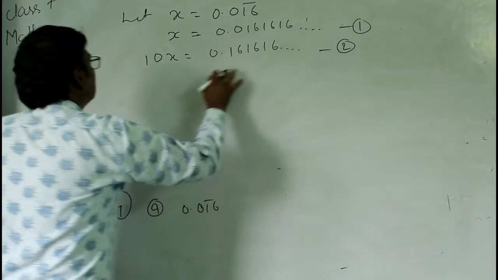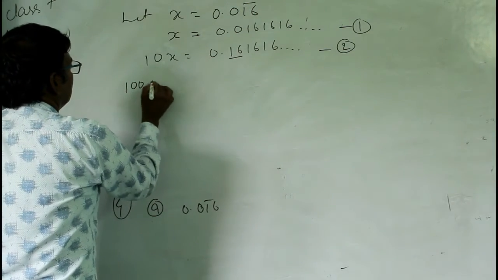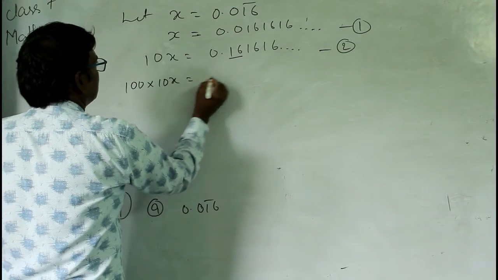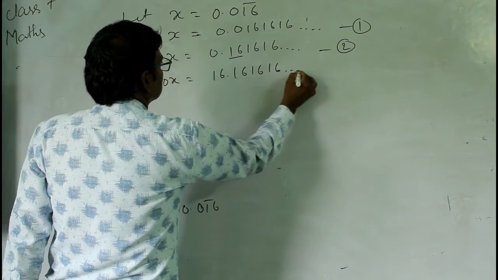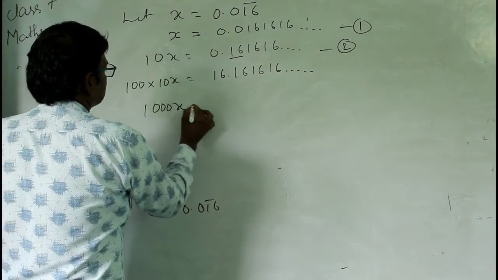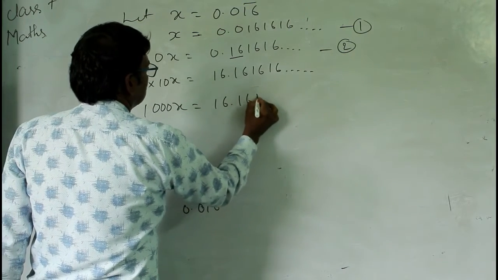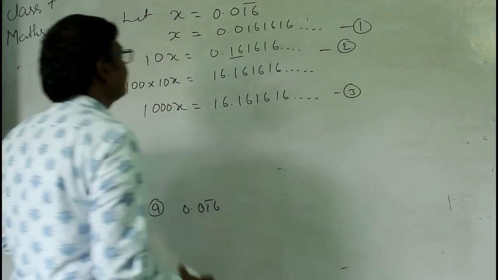And again multiply here by 100 because we have to bring this 2. So 100 into 10x equal to 16.1616 and so on. So 1000x equals 16.1616 and so on. So it is number 3.